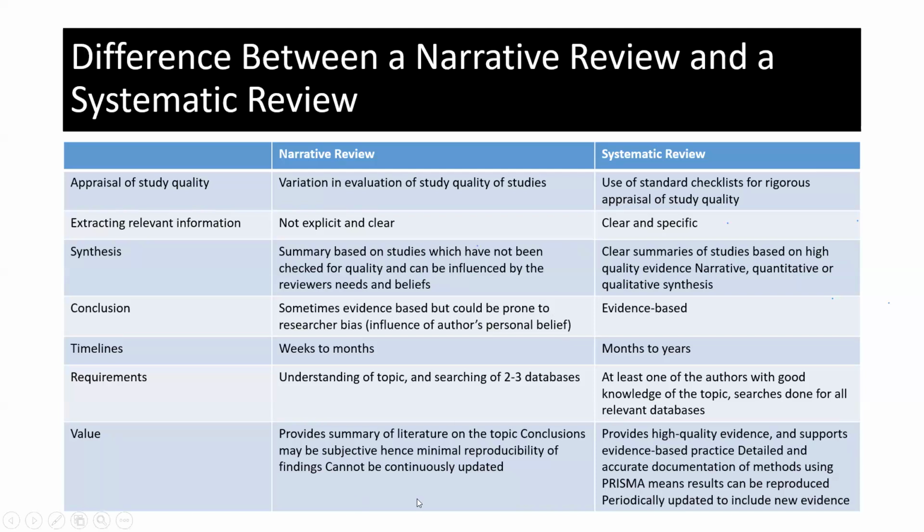So the narrative review provides a summary of literature on the topic. Minimal reproducibility can be there, but systematic reviews provide high quality evidence and support evidence-based practice, with detailed and accurate documentation of method using PRISMA. Meaning results can be reproduced, and they are also periodically updated to include new evidence. And in the coming years, you will see there will be live dashboards in which new evidence from systematic reviews will be added, and that will be very periodically updated.